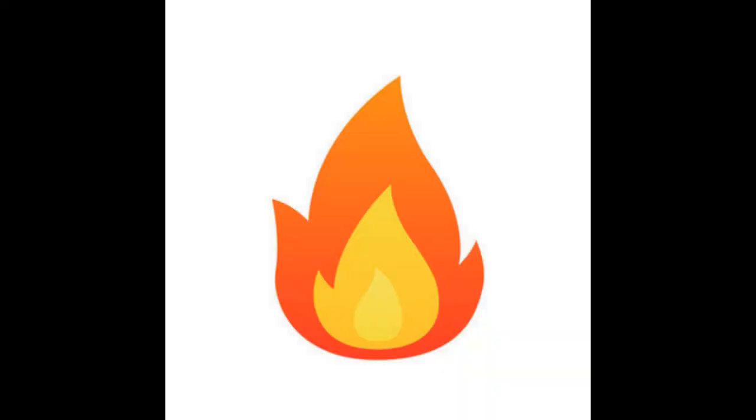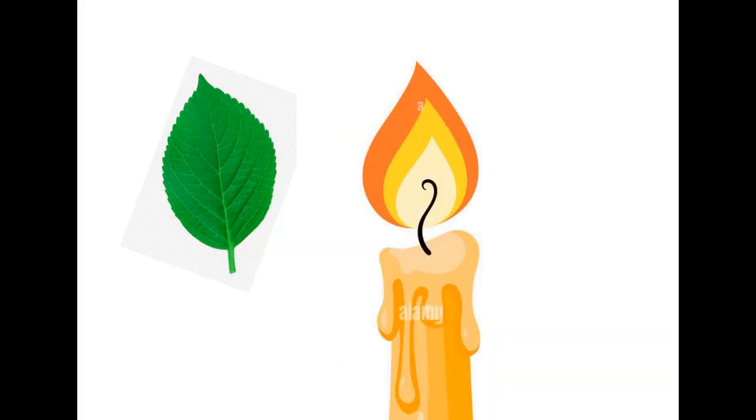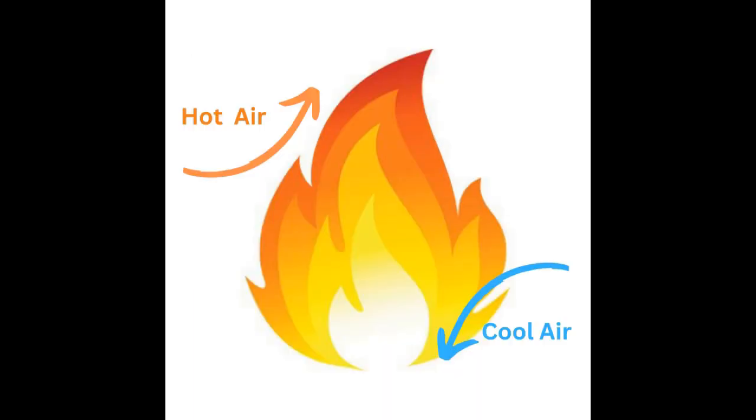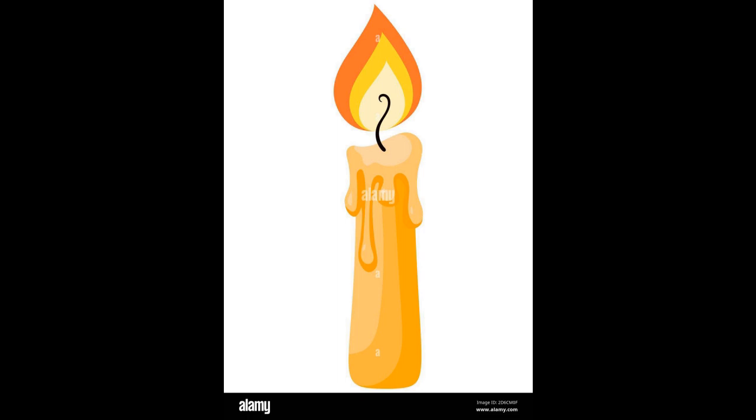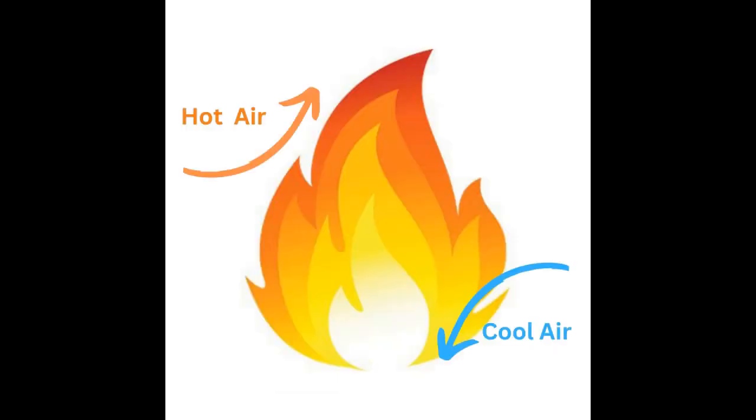But if we have observed a candle flame, we find that the flame looks like a leaf-like structure, right? Yes, we all have observed candle flames. Have you ever wondered why candle flames are in this shape? Because we all know that hot air is light and it rises up. That's why smoke also rises up, right? In the same way, when we light a candle, the hot air rises up and the cool air stays down, making the point of the flame sharp and the bottom of the flame broad. This is why it looks like a leaf.